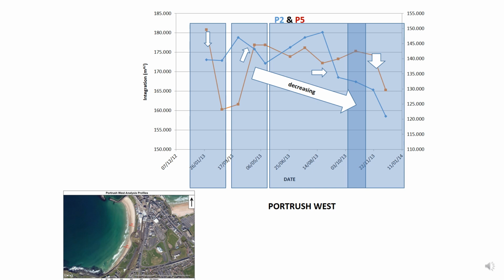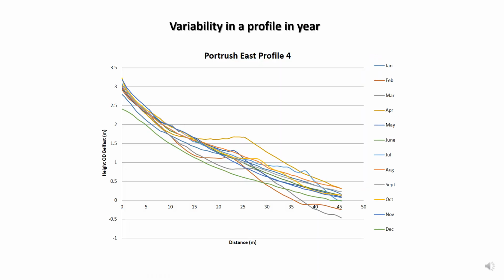But effectively, over this period of time, we can see that the volumes are losing quantities from these profiles. Now, in a single profile, these are monthly profiles put all on the same graph. You can see that there is quite a dramatic change in beach topography even on a month-to-month basis. And we call this the envelope of mobility, and how much vertically those beach changes move through.